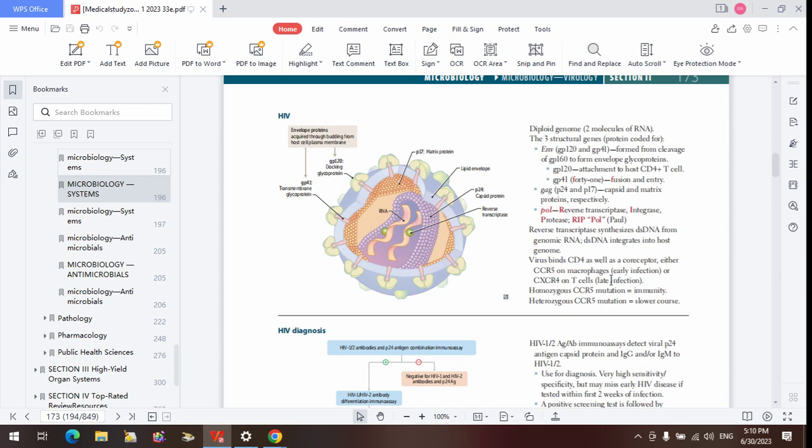Clarification on this thing. I want to get this GP120, 41, 120, 41, 120, 160. Is it that the virus is coming with it, or it is after the protein has been synthesized by the host mRNA machinery, converted to viral proteins? That GP160 is coming from before? Yeah, I get you. I just want to get that part.